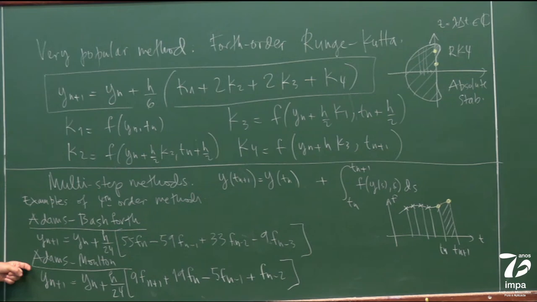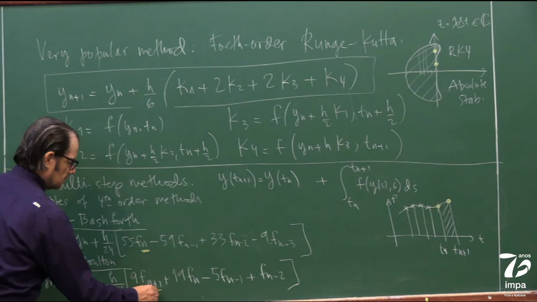Okay, so these funny-looking numbers come out of integrating the polynomials. And here we see that this one is explicit, this guy, and this one is implicit.